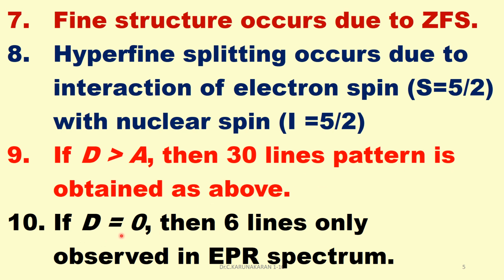If D equals 0, as CSIR sometimes asks, or D is less than A, then only 6 lines are observed in the EPR spectrum of manganese 2. Okay, so thank you for watching.